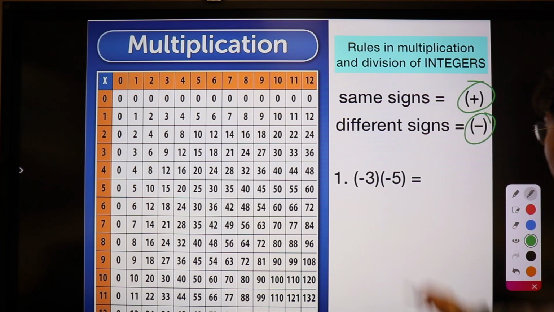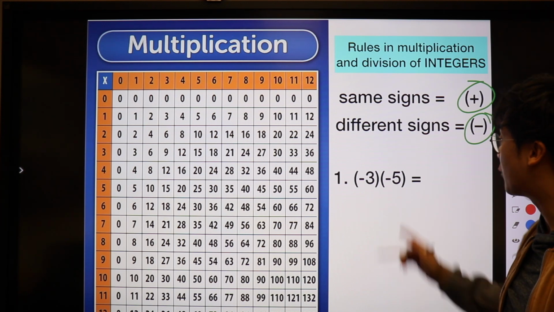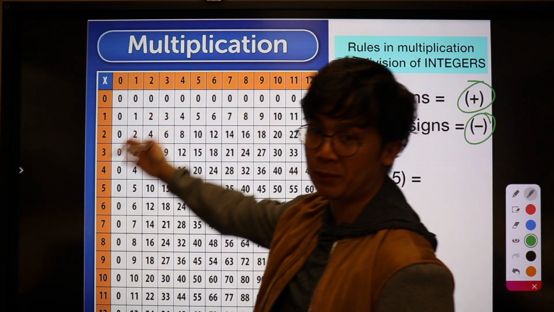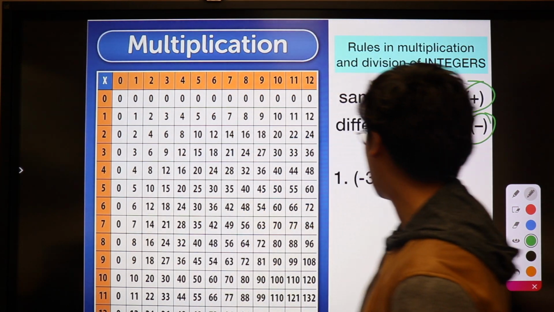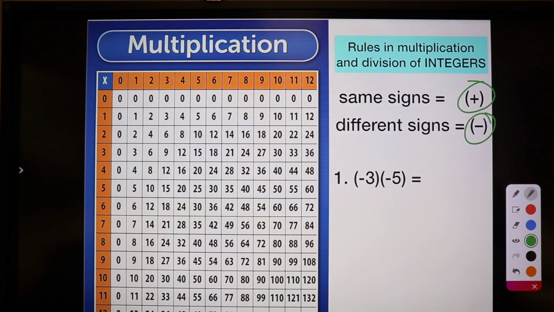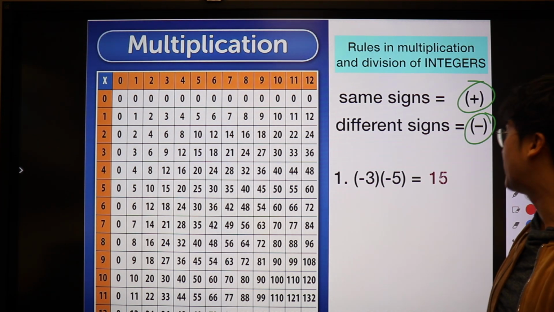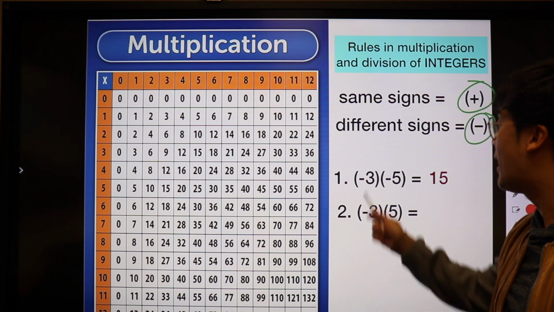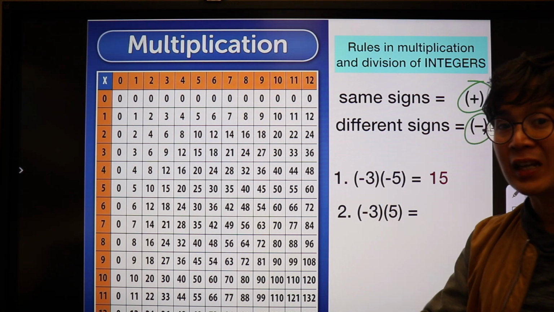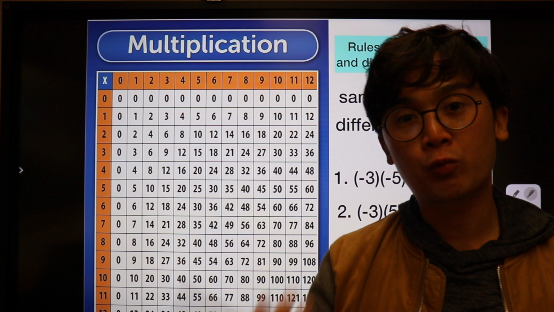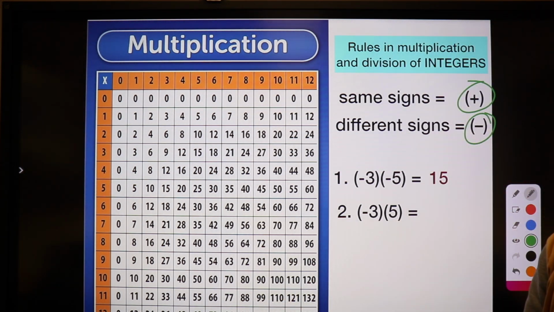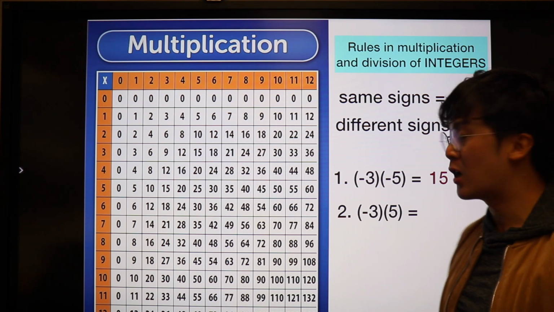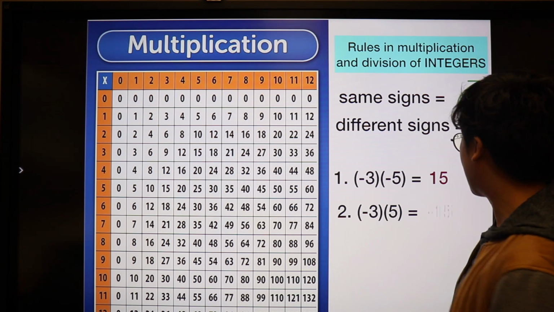So let's say we have negative 3 times negative 5. It means that your sign will be positive, and then of course you will be multiplying it using your multiplication table that you should know by now. And negative 3 times negative 5 is a positive result, and it's going to be 15. And if we're going to be multiplying negative 3 and 5, it may look similar, but the result will be different because now you will apply the rule of multiplying integers, which means your answer for number 2 will be negative 15.